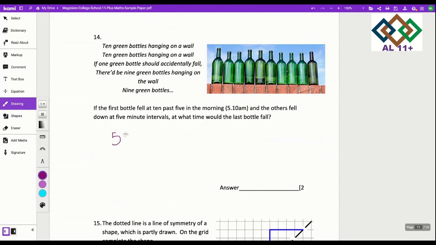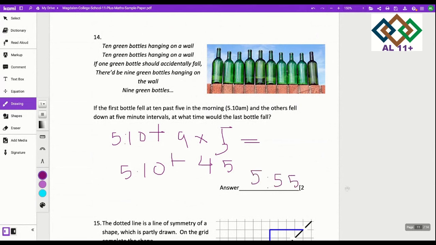So 5:10 plus 9 multiplied by 5, that would be 5:10 plus 45, that would be 5:55.